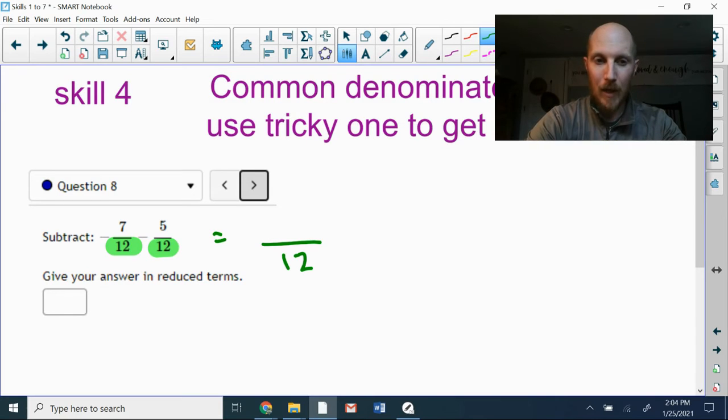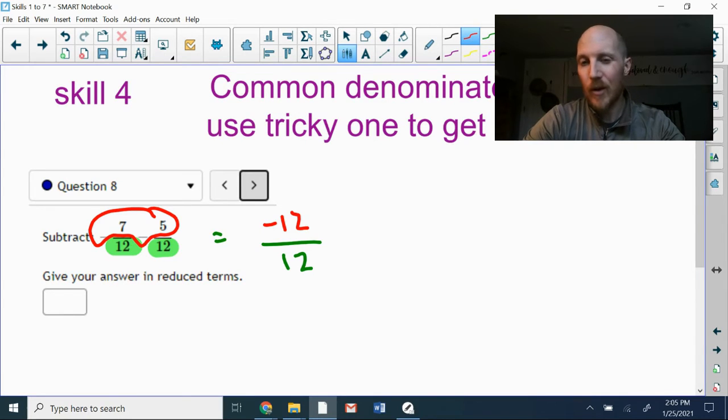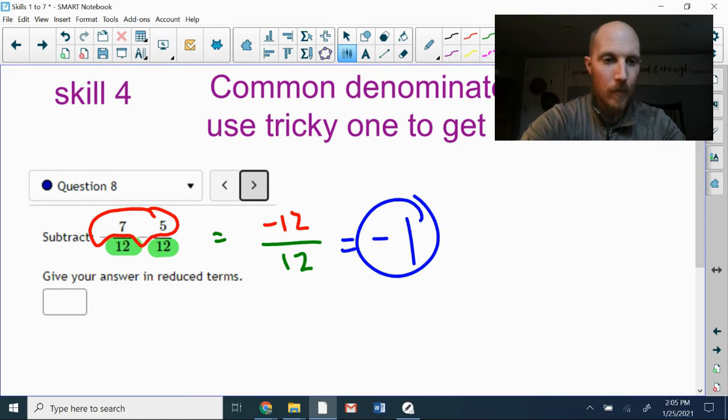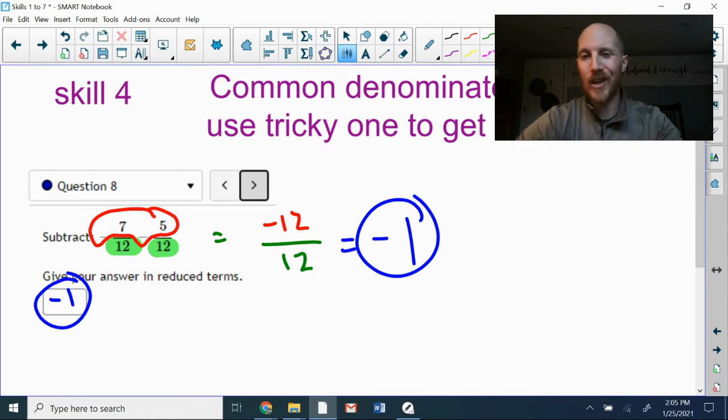Negative 7 minus 5. You can use a number line if you need. That's going to give me negative 12. And then again, I need to give my answer in reduced terms. Here I notice I have a 12 on the top and a 12 on the bottom. So I know that 12 divided by 12 is going to give me 1. But since they have opposite signs, it's going to be negative 1. So in this case, my answer is not even a fraction when I reduce it. Sometimes that happens. Sometimes it'll still be a fraction.